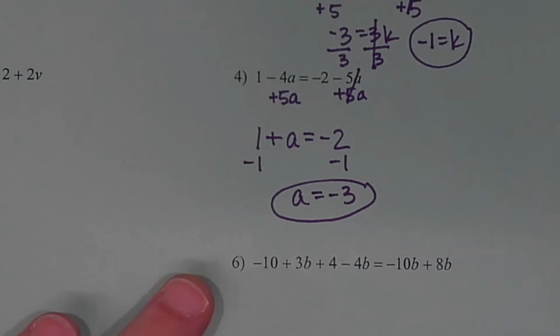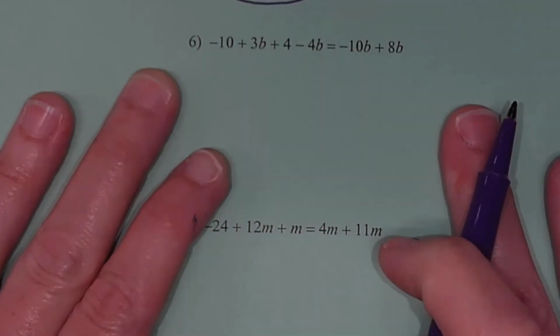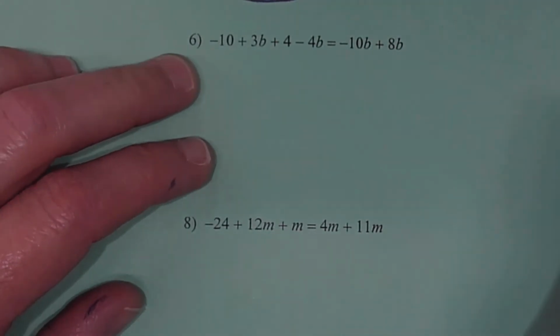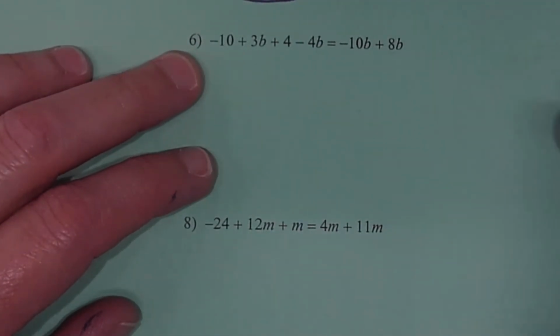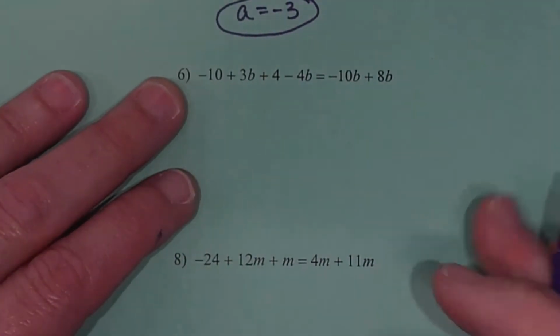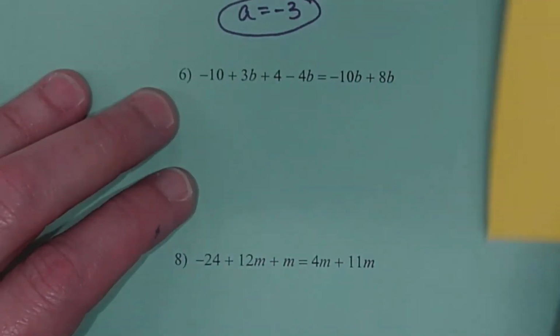Okay, let's go to number 6. All right, in number 6, and don't forget, if I'm going too fast or too slow, you can run ahead or skip back, whatever you need to do. Pause it and copy down the steps. That would be great. Okay, on number 6, let's look for like terms.